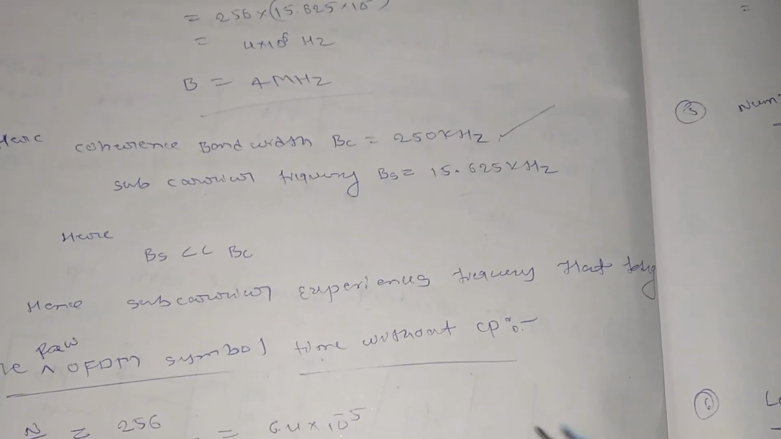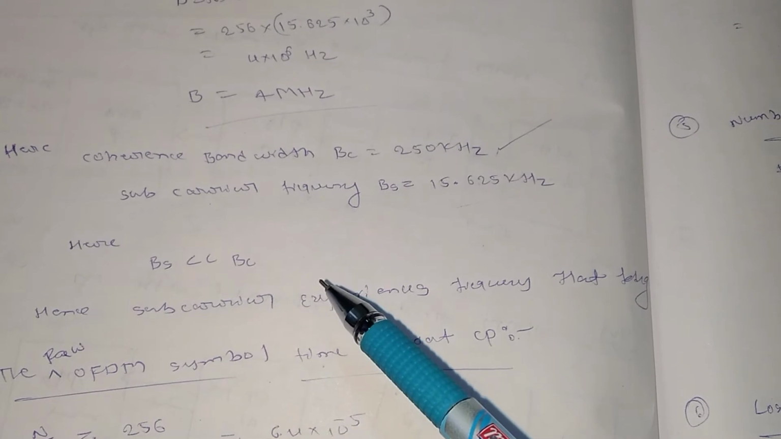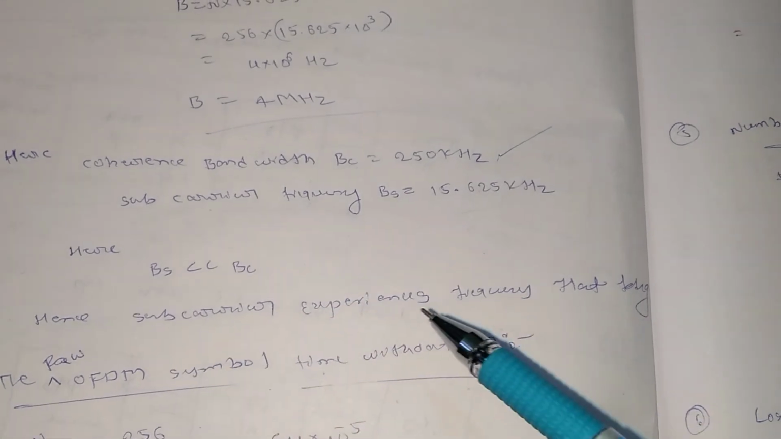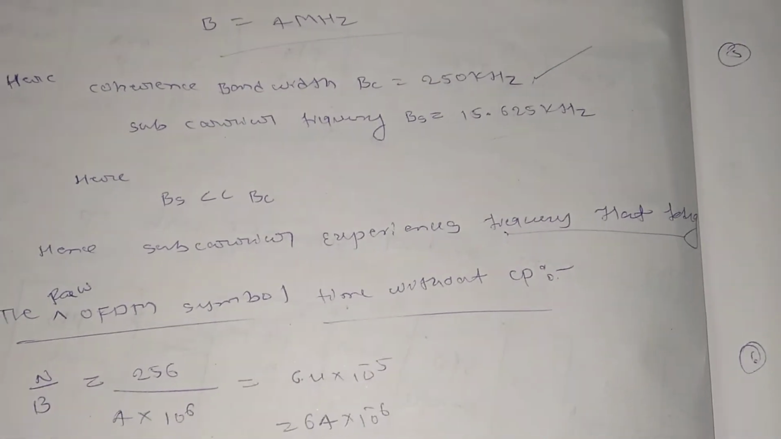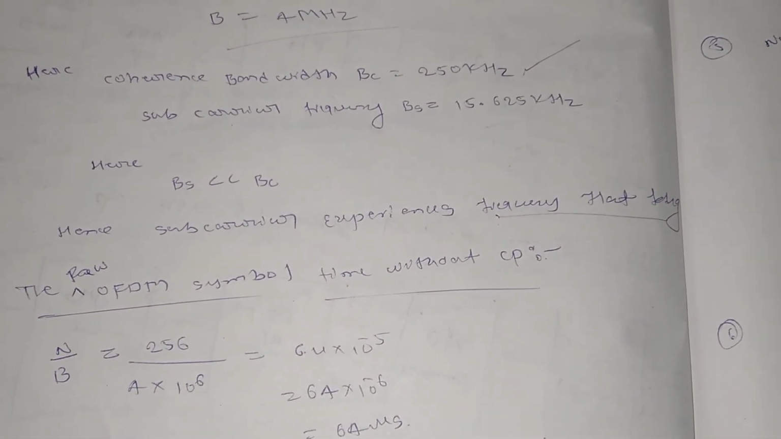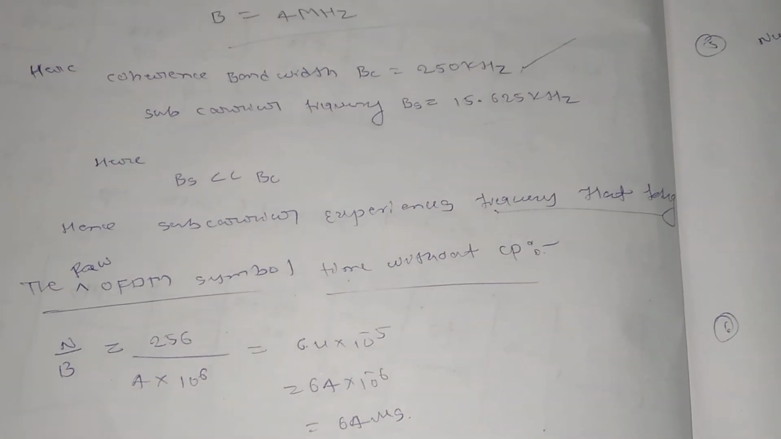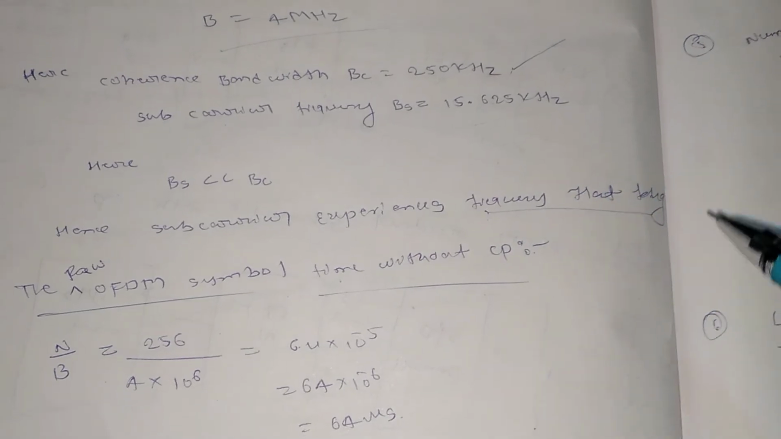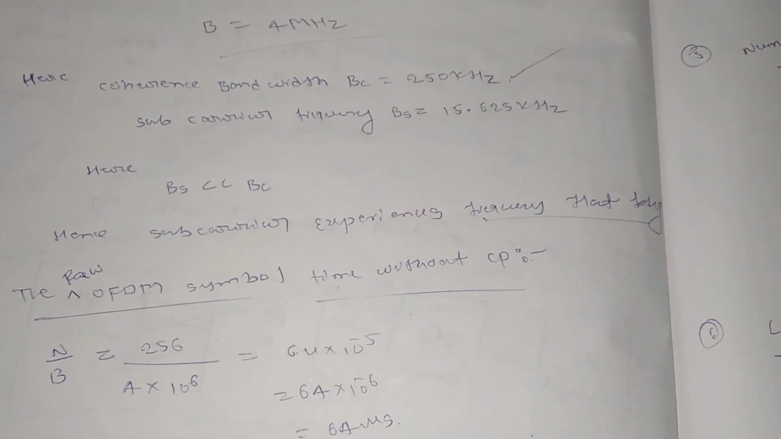So from that we come to know that the subcarrier spacing is less than the coherence bandwidth, hence the subcarrier experiences frequency flat fading. That means the channel is a flat fading channel because the subcarrier frequency spacing is less than the channel coherence bandwidth. Okay, so if BS is less than BC, it is flat fading, and if BS is greater than BC, then it is a frequency selective channel.